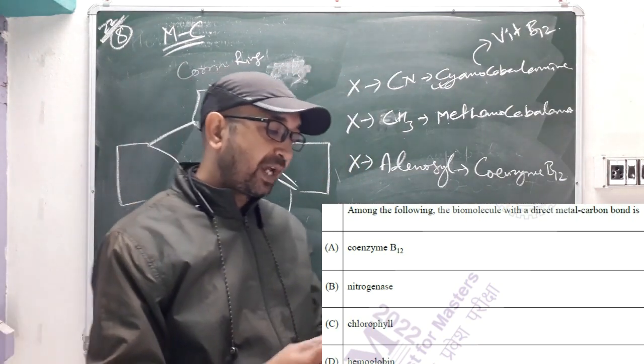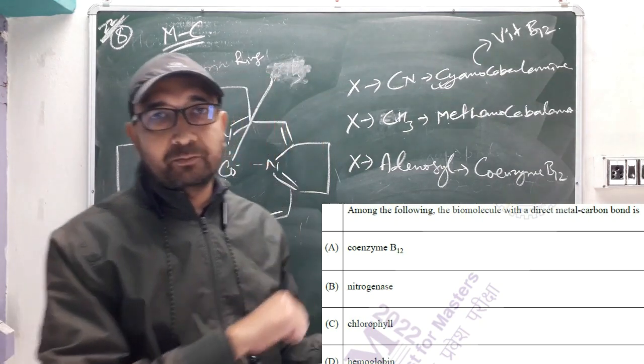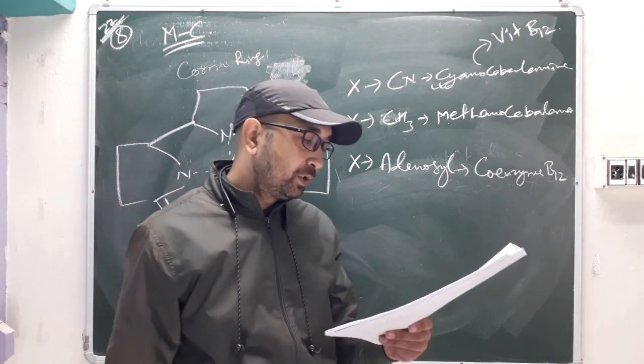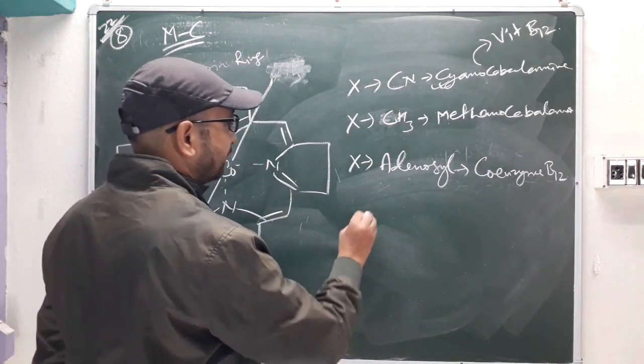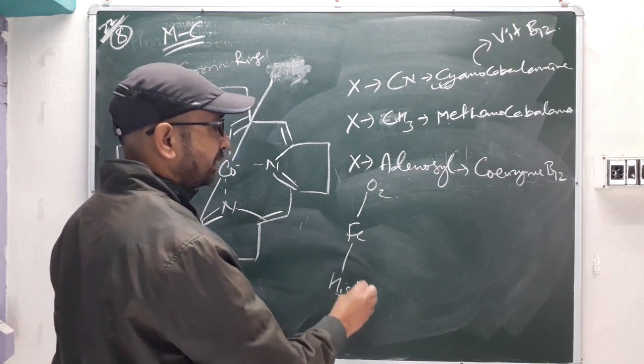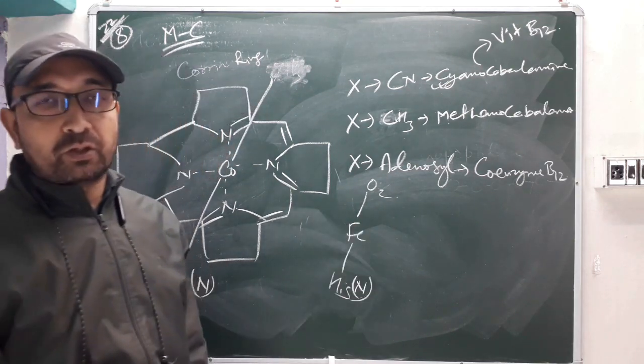In hemoglobin we have the porphyrin ring. We already discussed, right? In that porphyrin ring the center will be iron. So there, one side will be O2 and another side it will be histidine. If it is connecting with histidine, then it is connecting with nitrogen, not a metal-carbon bond.